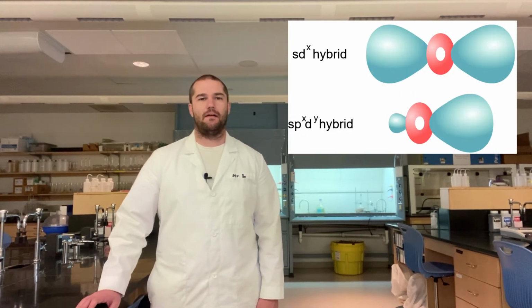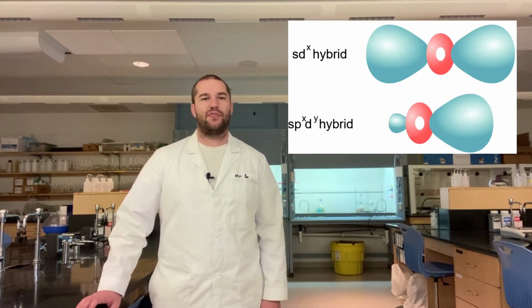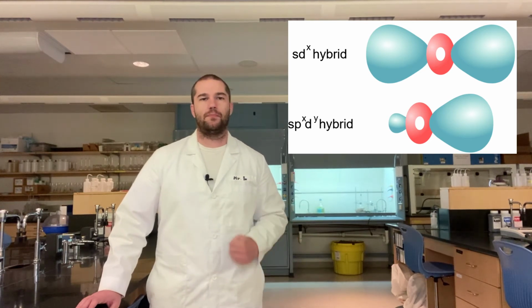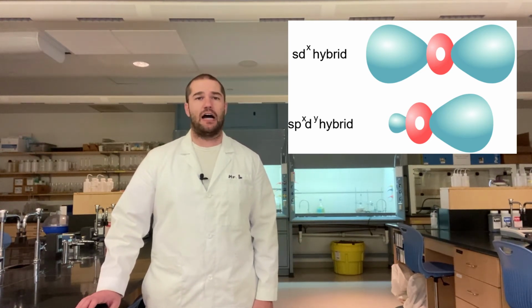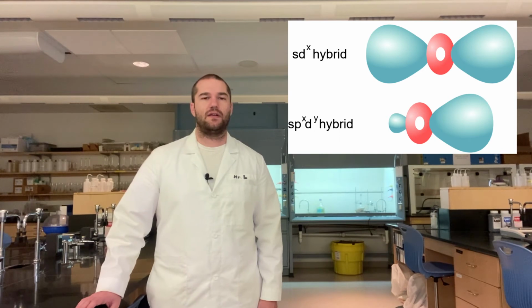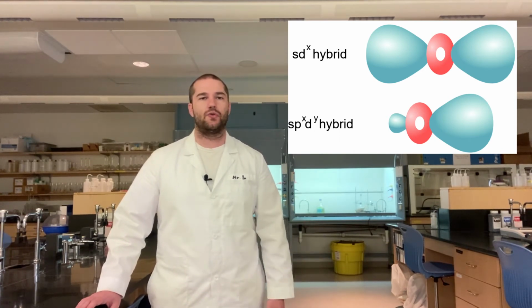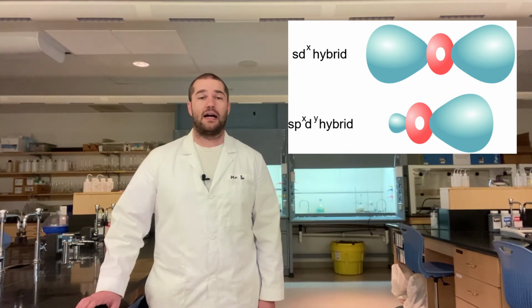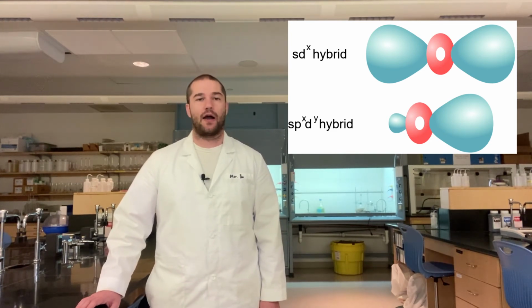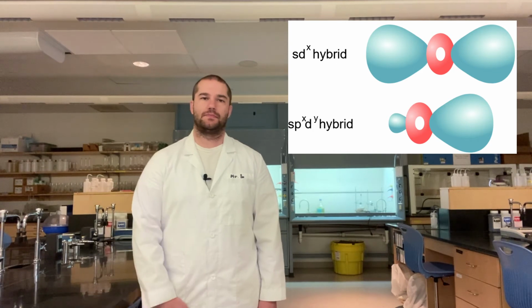So here I want to briefly mention how we expand the octet. For those elements that are in the 3rd period or below, which we learned in a previous video, that can expand their octet, how they can do that is typically they have d electrons, and those d electrons are going to be used to accommodate more than an octet around the central atom for hypervalent compounds.